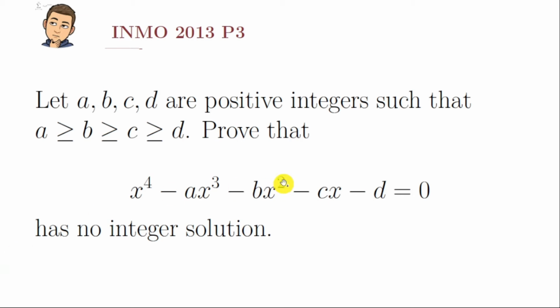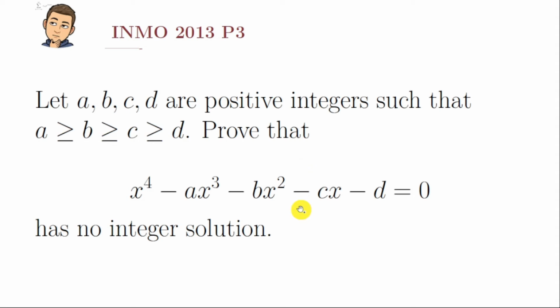Okay, welcome back. This time I have a problem from the Indian National Math Olympiad 2013. A, B, C, D are positive integers such that A is bigger than or equal to B, bigger than or equal to C, and C bigger than or equal to D. We must prove that this equation has no integer solution. So, in other words, this quartic polynomial has no integer root.